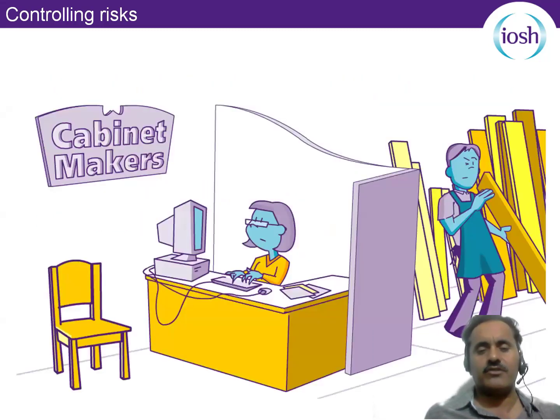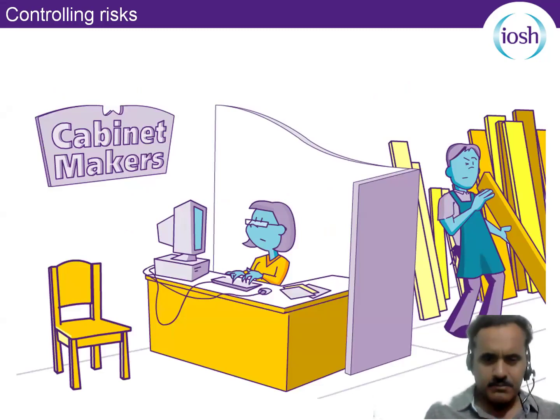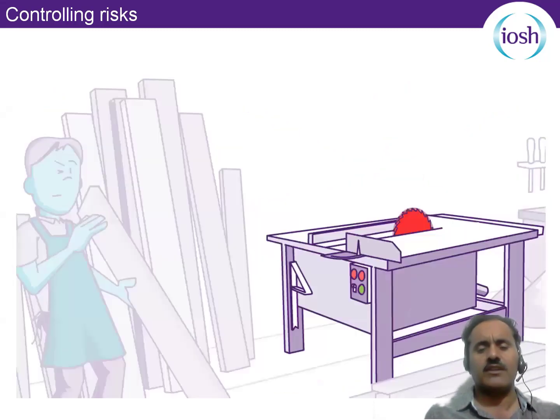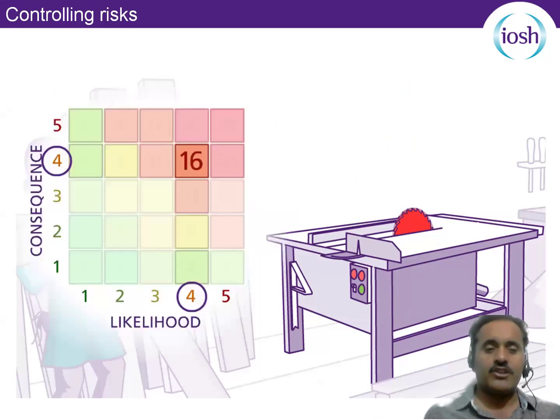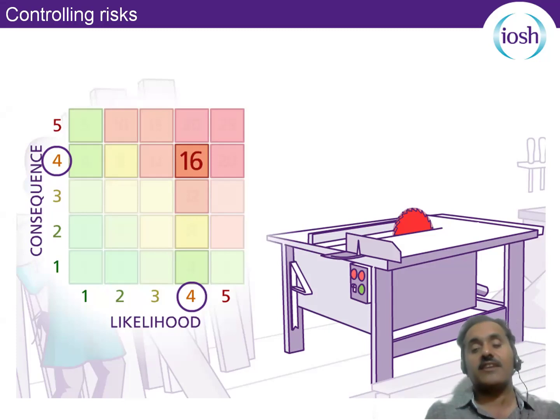For example, in this picture there is woodwork in progress, a woodwork shop, and there is a cutter where they cut the material. If we carry out an assessment of this cutter, we will estimate the level of the likelihood and the level of the consequences. In this case, we came to know that the likelihood is about 4, because almost 50% of the cutter is naked, meaning you can easily come into contact with this part of the blade.